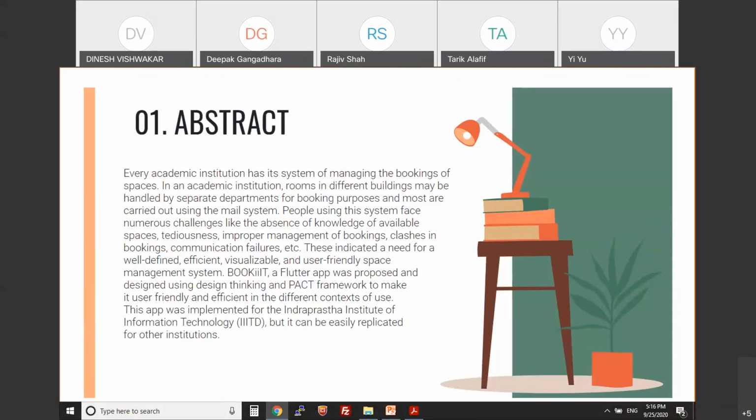So in this paper, a Flutter app was proposed, which was designed using design thinking and the PACT framework to make it user-friendly and efficient.